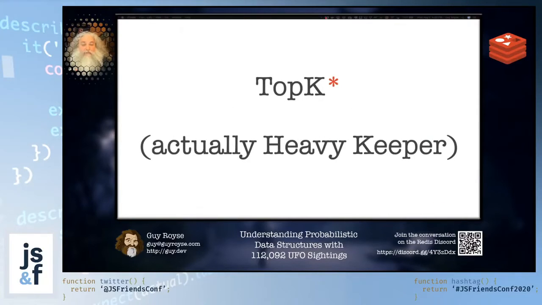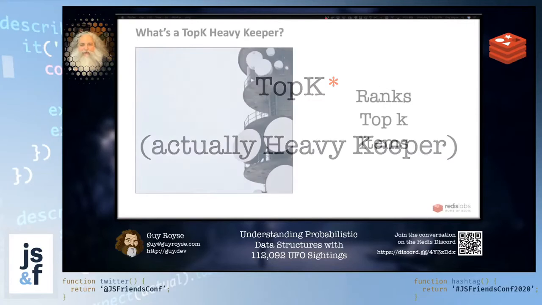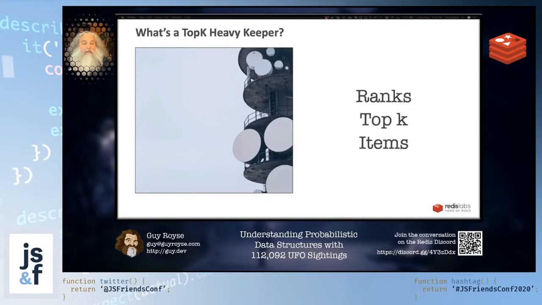The last probabilistic data structure is top K, which is actually heavy keeper. Top K is a ranking problem. Heavy keeper is the part of a probabilistic data structure that keeps heavy things and throws away light things. When we combine that with a min hash, or not a min hash, a min heap, we have a thing called top K. So what's top K do? It ranks the top K items.